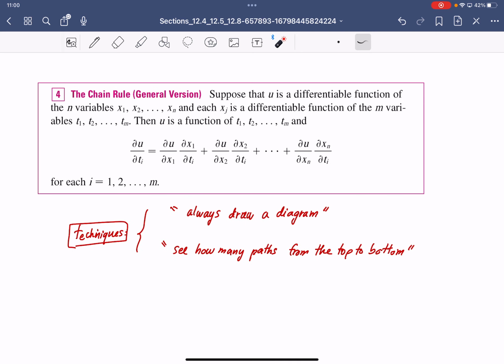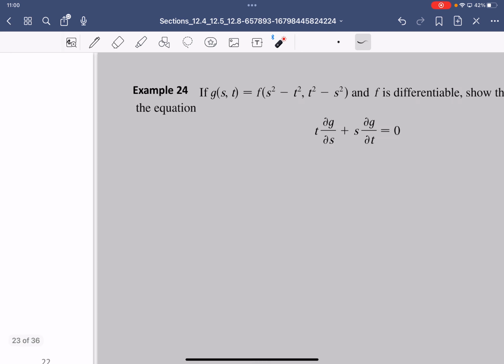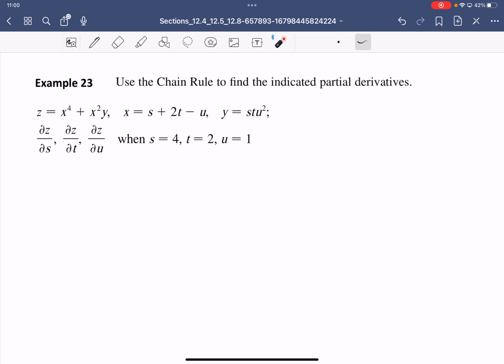Okay, so one more and then we stop here before the break. Example 23: I want you to use the chain rule to find the partial derivative here.